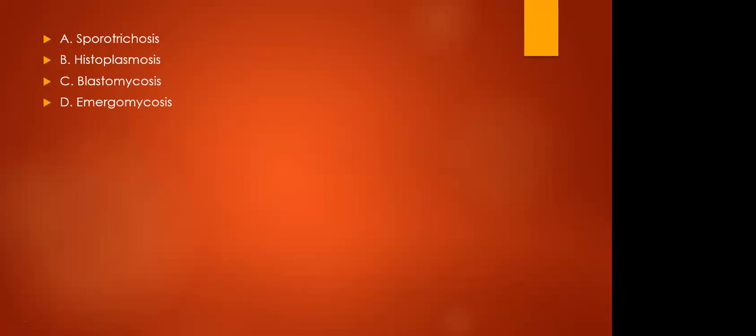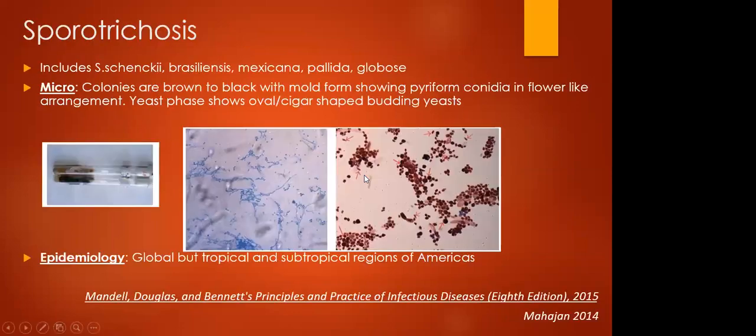Cool. Great. So 94% have said sporotrichosis, which is the correct answer. So sporotrichosis includes Sporothrix schenckii, brasiliensis, mexicana, pallida, globosa. And like we had said, they're usually found in soil. So people who do a lot of agricultural work are exposed to it, and it was quite famously known as rose gardener's disease.